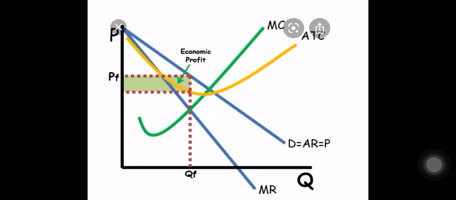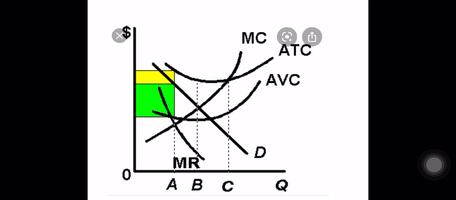But in this drawing, ATC, if you notice, is below the demand curve. Okay? Yung yellow line is below the blue line, dark. Okay? Demand equals average revenue equals price. So, yung yellow line na yan ay below the demand curve. So, that area, okay, the green shaded area is the firm's profit or economic profit. So, the firm's economic profit in this case is positive. Okay? And in this case, it's a loss.